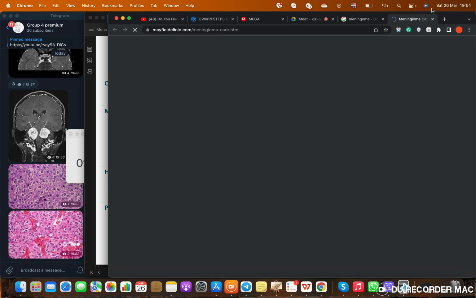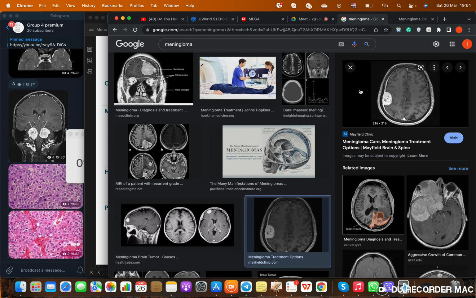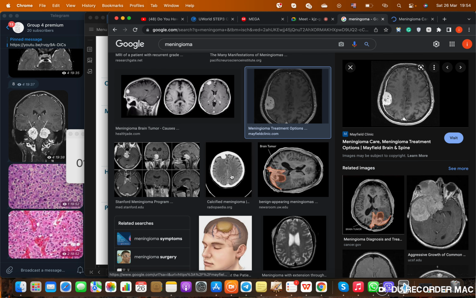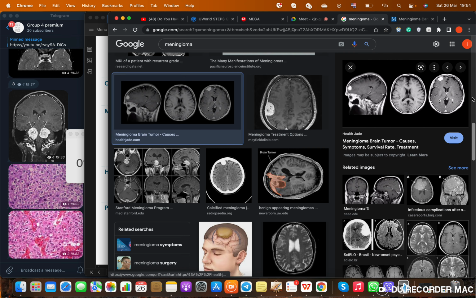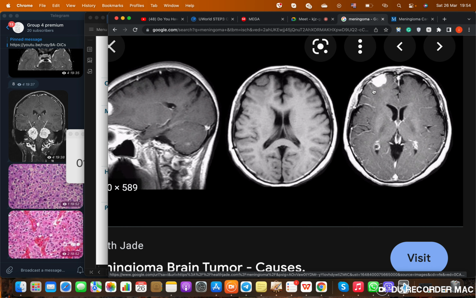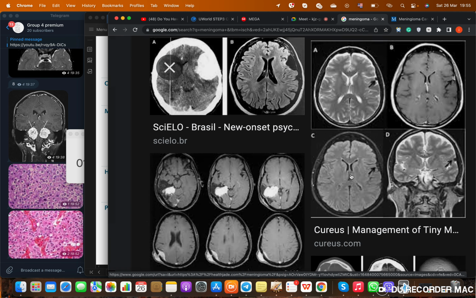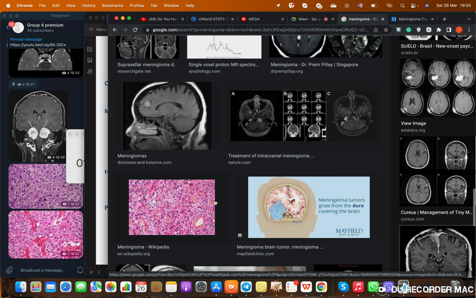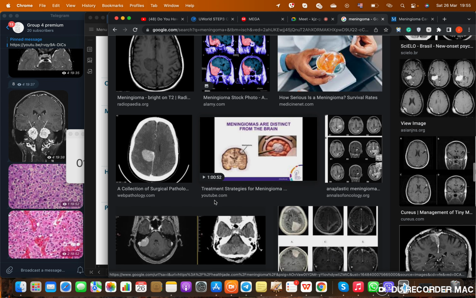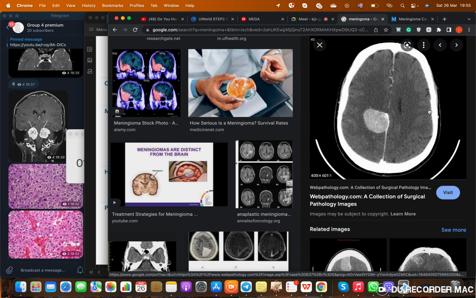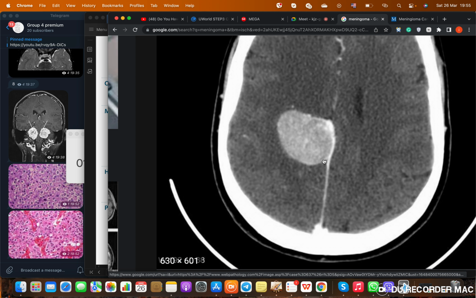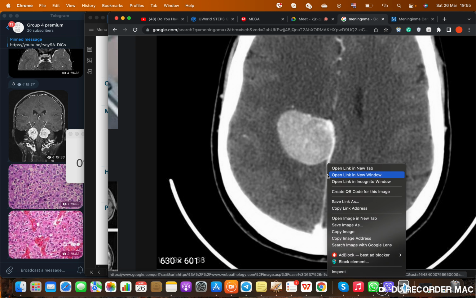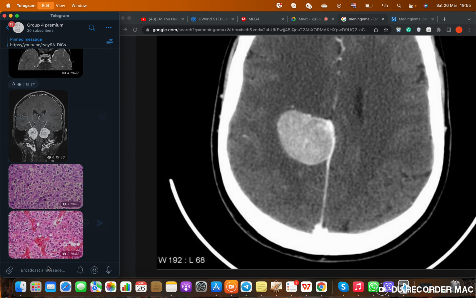Good. Next one. Okay, there is a little white tail, a little white tail. Next. You are like, oh, now this is not a meningioma. No, it is, guys. It's in the medial surface of the brain, and you can see the tail here. Okay, so this is still a meningioma.